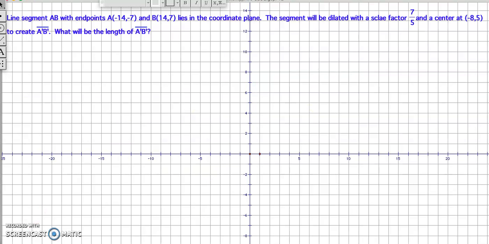So this particular problem, it says the line segment AB has those two endpoints, lies in the coordinate plane. It's going to be dilated by a scale factor of 7/5. And the center is at -8, 5 to create A prime, B prime. What is the new length?